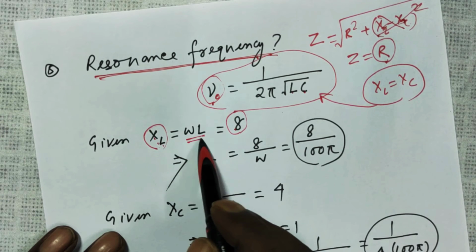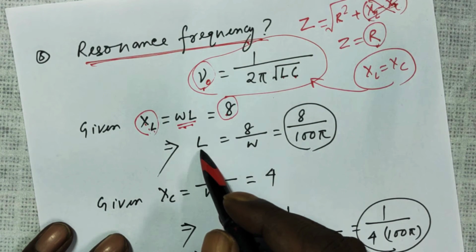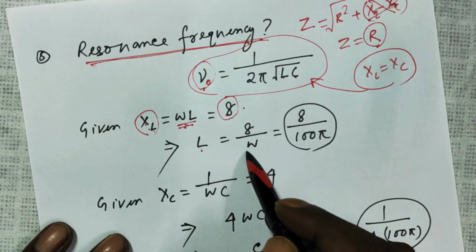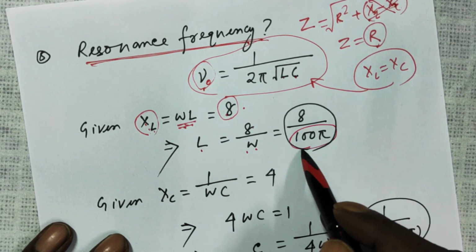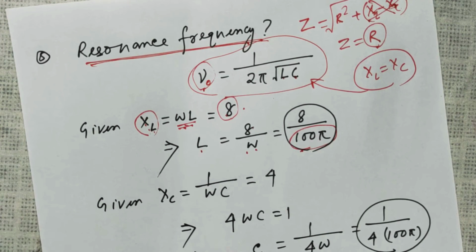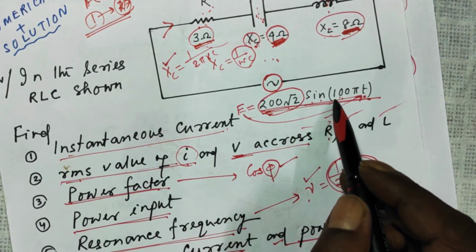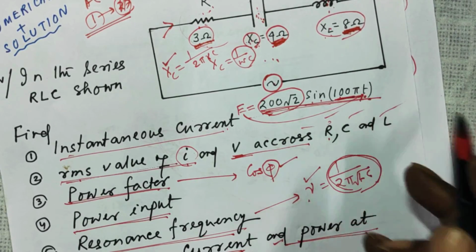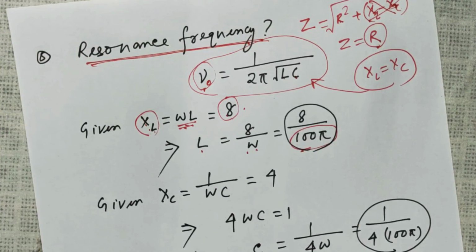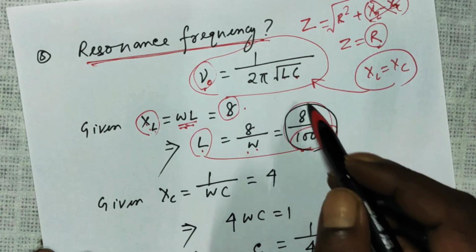And this is omega L. This was also derived in theory lessons. So from this, L comes out to be, omega comes to this side, 8 over omega. And omega is equal to 100 pi, right? If you look at the applied EMF, this is 100 omega t. So omega is 100 pi. So your L comes out to be this. Now put this value of L here.